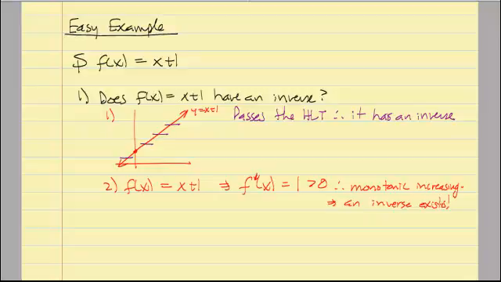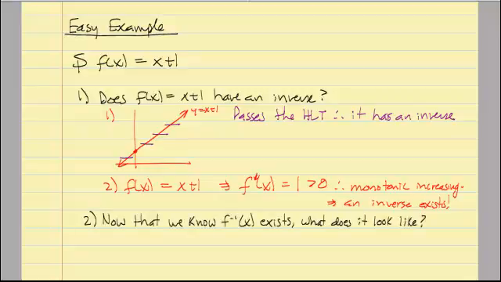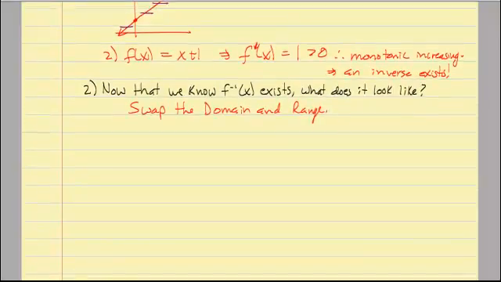So the question is, now that we know the inverse exists, what does it look like? Well, the easiest way to determine what it looks like is to swap the domain and the range. So we're going to do this point by point. Now, this is easy to do with a line, but it's not so easy if we get a pretty complicated function, but it still can be done. So let's look at swapping the domain and the range.